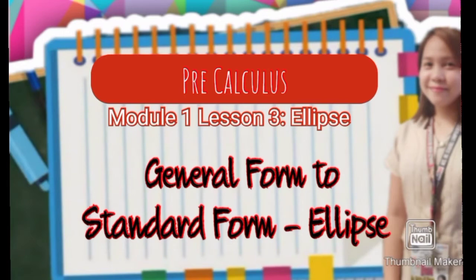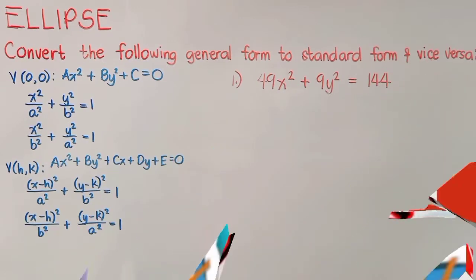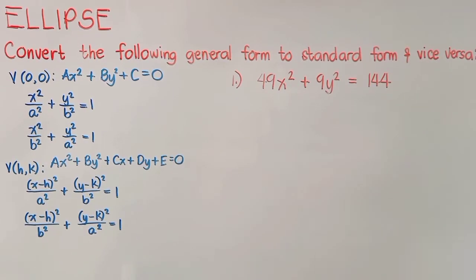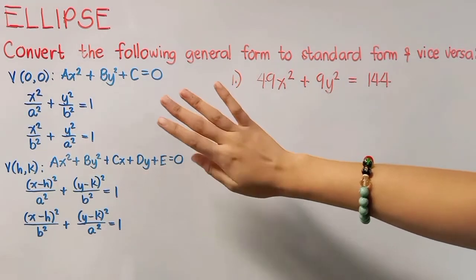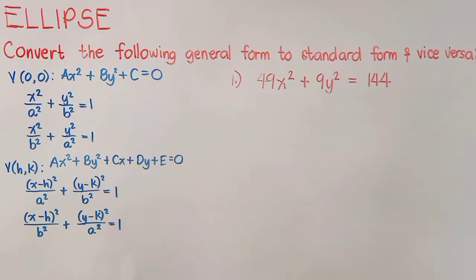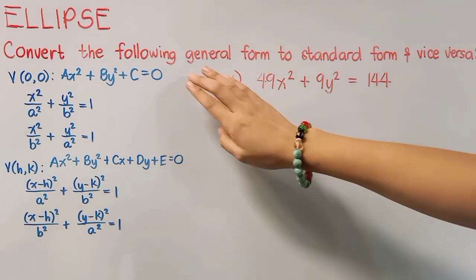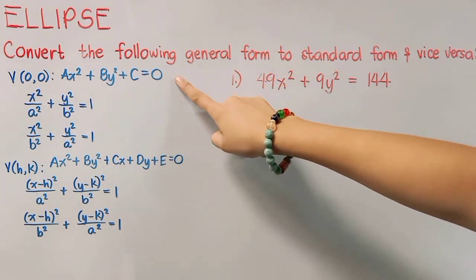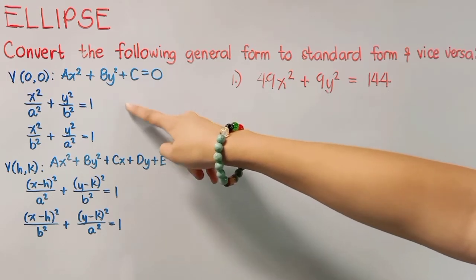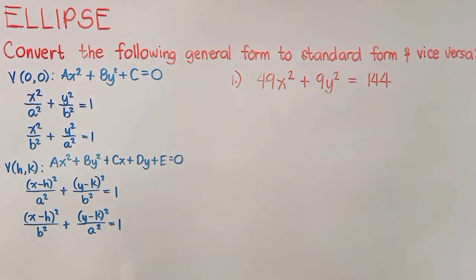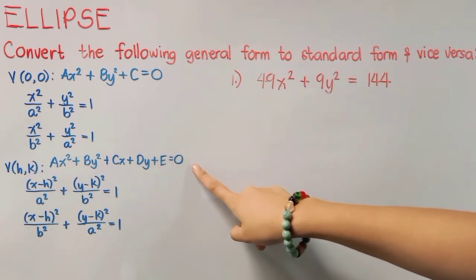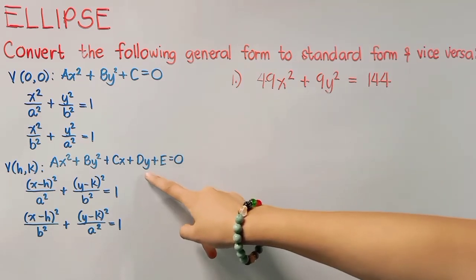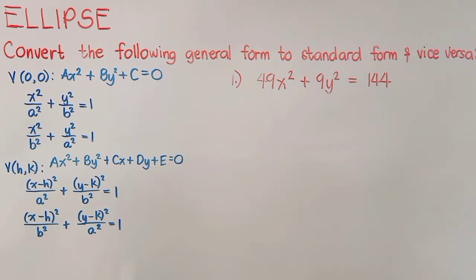For today, we will rewrite general form to standard form of an ellipse. From our previous video, I have discussed how to derive the equation of an ellipse. If our vertex is at (0, 0), our general form looks like this. There are 3 terms, and our standard form looks like this. Well, if our vertex is at any point (h, k), we have here our general form with 5 terms, and our standard form looks like this.